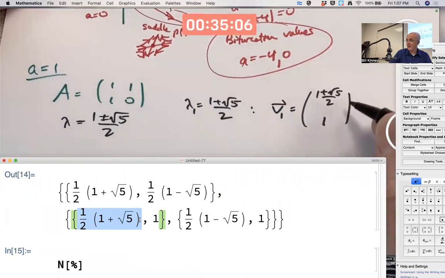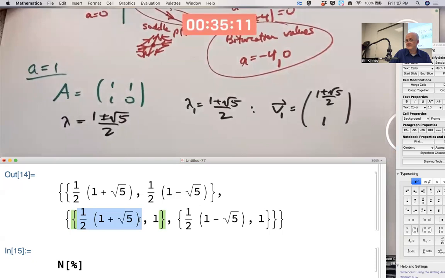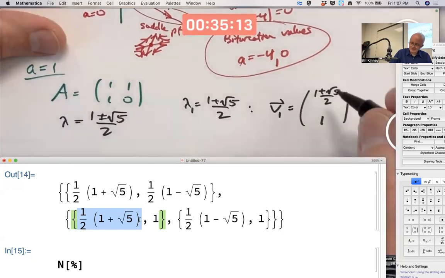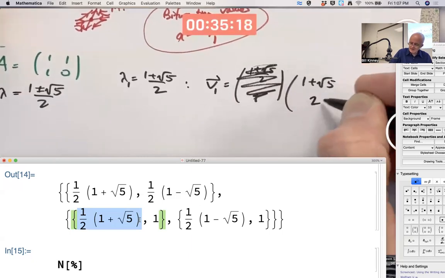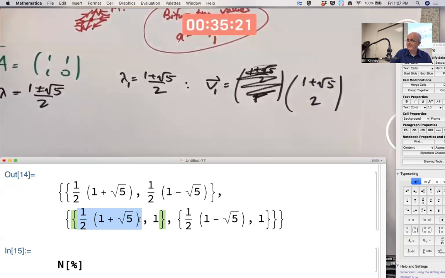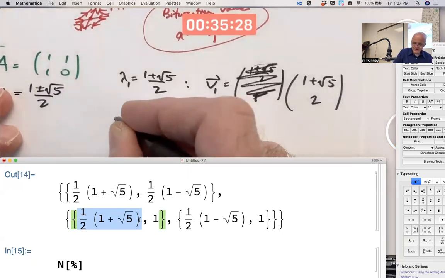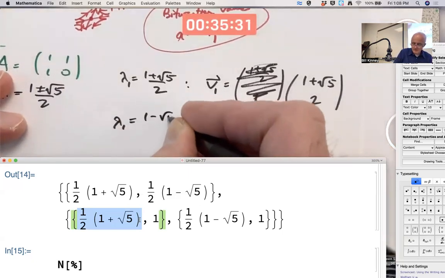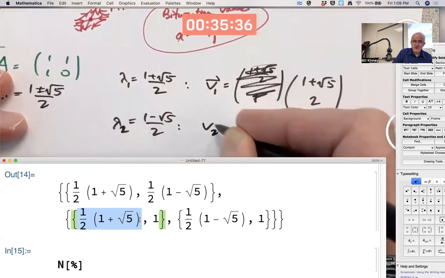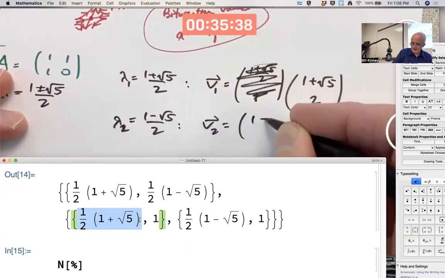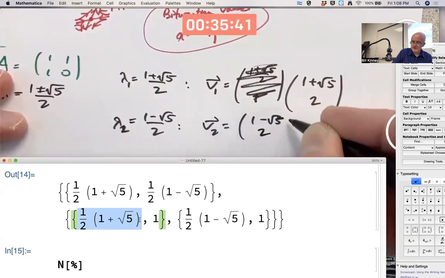I could also multiply both the top and the bottom here, both components by 2, to get rid of the fraction. Let's do that. So I'm using something different than Mathematica. It's okay. I can multiply an eigenvector by a non-zero scalar and get another eigenvector. The other eigenvalue, 1 minus square root of 5 over 2, lambda 2. V2 can be taken to be, it looks like, 1 minus square root of 5 for the first component and 2 for the second.